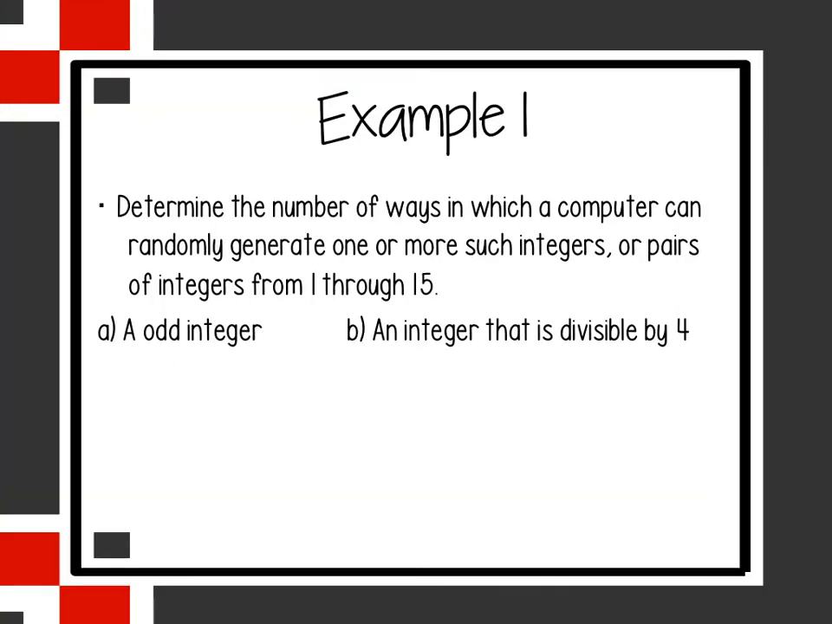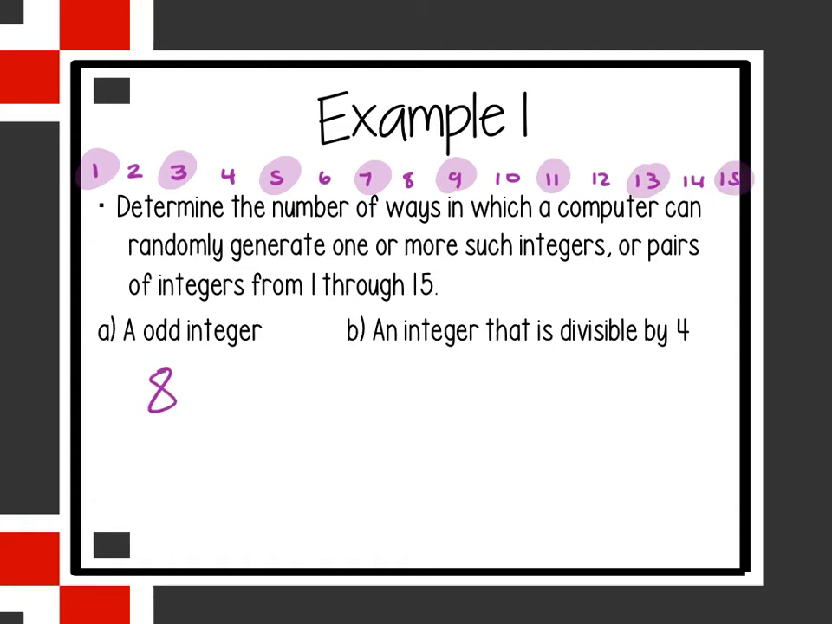All right, so this one says, determine the number of ways in which a computer can randomly generate one or more such integers or pair of integers from 1 through 15. A says an odd integer. So if you need the visual, we're saying from 1 to 15 are the numbers that the computer can actually generate. The first question is just tell me how many possibilities there are for an odd integer. So this is odd, right? 1, 2, 3, 4, 5, 6, 7, 8. There are 8 possibilities to choose an odd integer. So we're not doing the probability yet. We're just figuring out how many options there are.